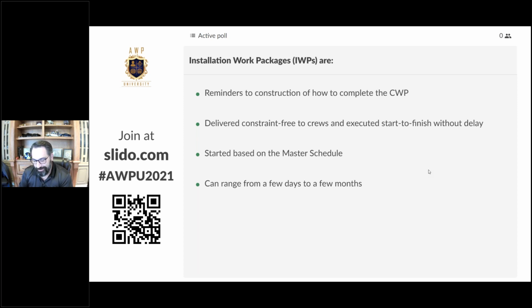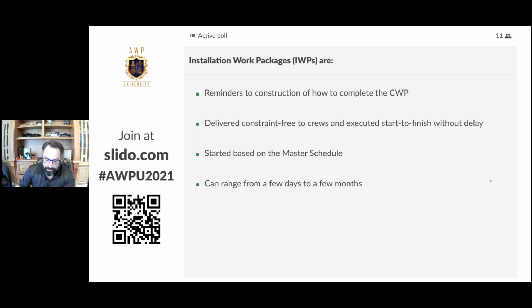I don't think so. If they're a reminder, I think we've missed the boat with our scoping of installation work packages. Possibly, they're delivered constraint-free to crews and execute start to finish without delay. That's a definite. So we don't send them to the field unless they're constraint-free. They're executed start to finish. Remember the definition of an IWP. The definition of an IWP is, quite frankly, a scope of work for a single crew that can be completed from start to finish without stop or delay.